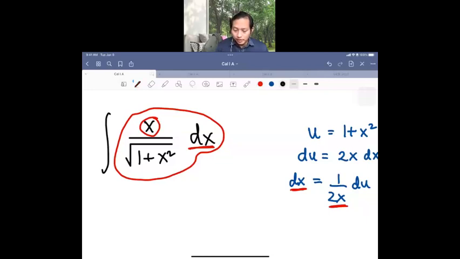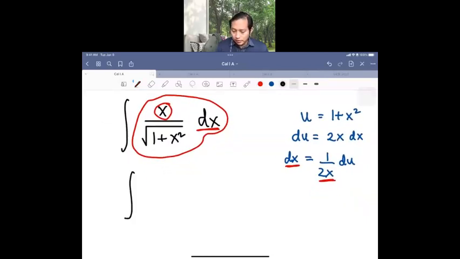So if we take this, we can write it becomes 1 over the square root of u, and dx is, let me write, x over 2x du, right?